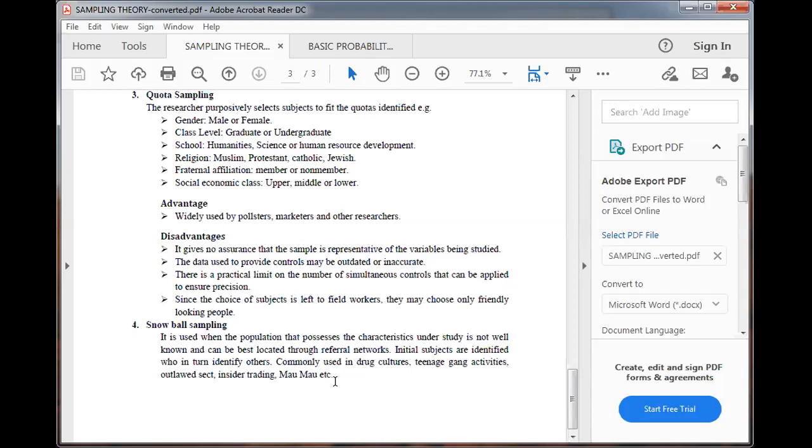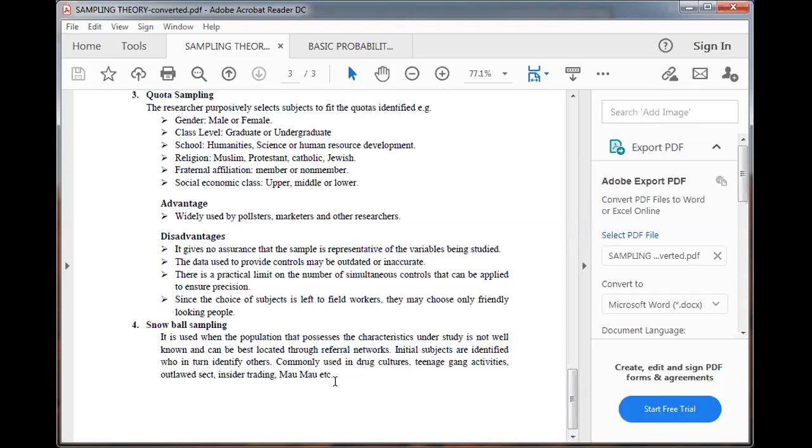What you normally do, maybe you know only one, you can rely on that one who will refer you to another person, and then you are referred to another person like that, so that you can gather the information of maybe why they are using them and all that. You use the referrals. That is actually what we call the snowball.